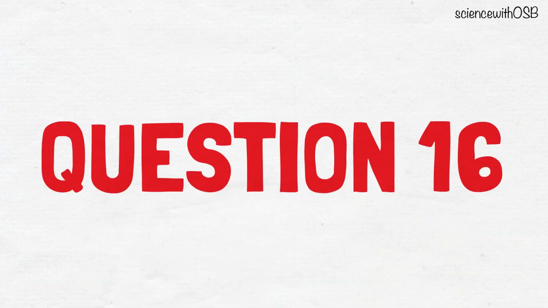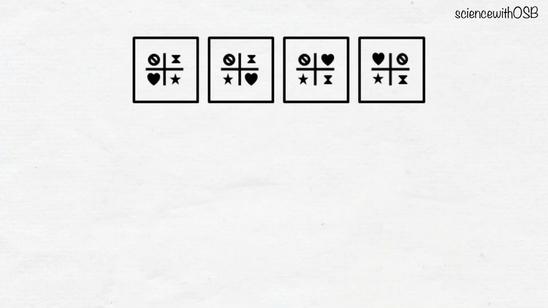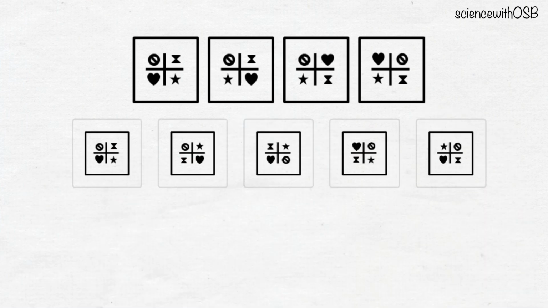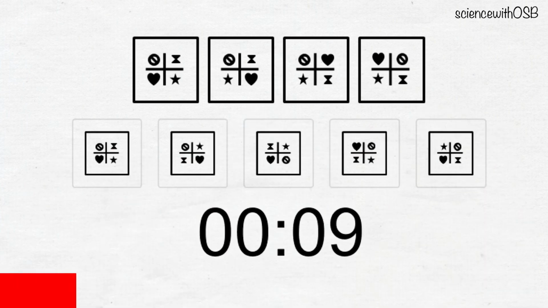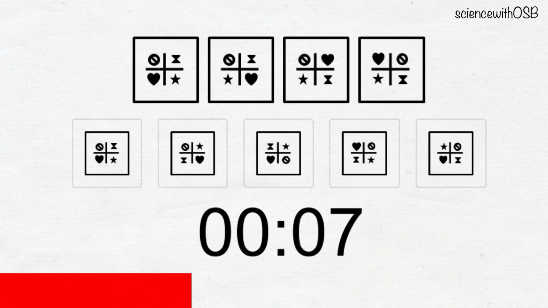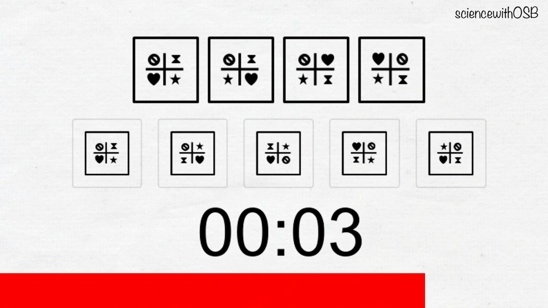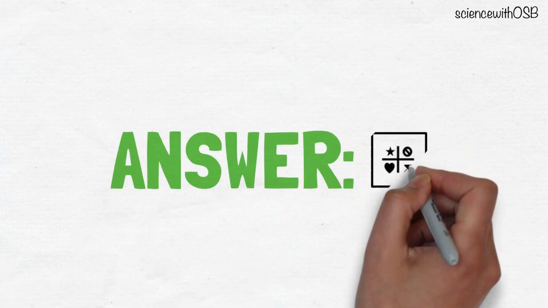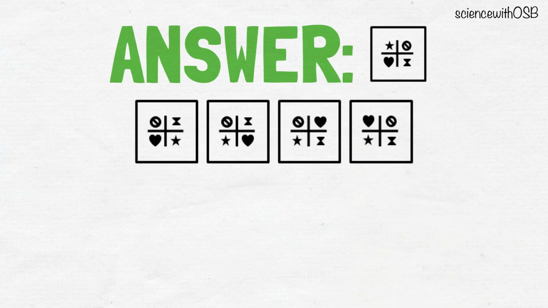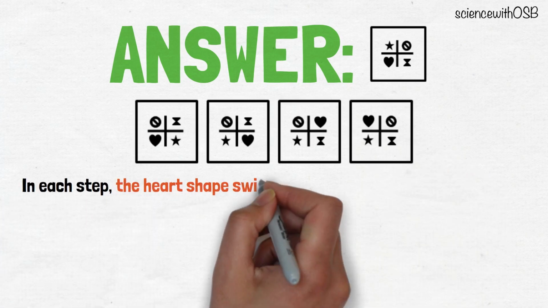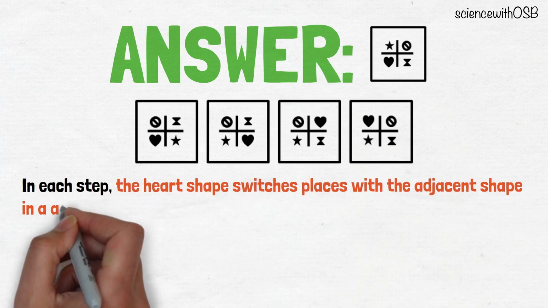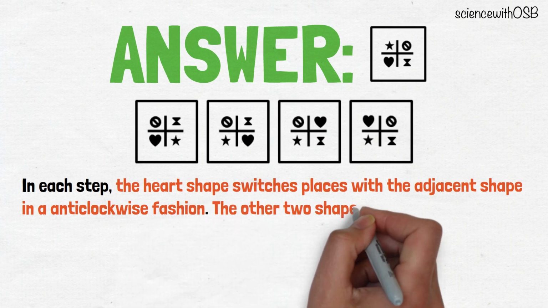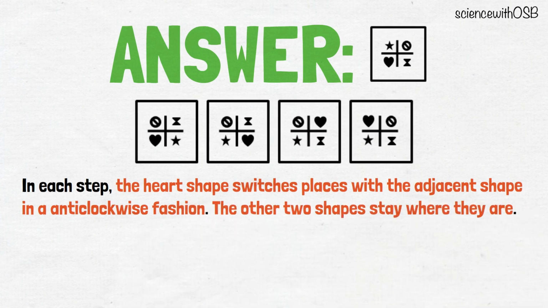Question number 16. Choose the image that completes the pattern. The correct answer is option 5. In each step, the heart shape switches places with the adjacent shape in an anti-clockwise fashion. The other two shapes stay where they are.